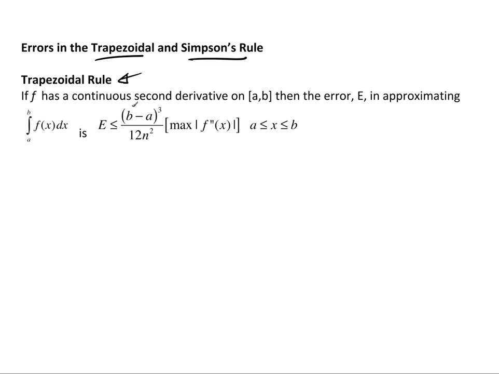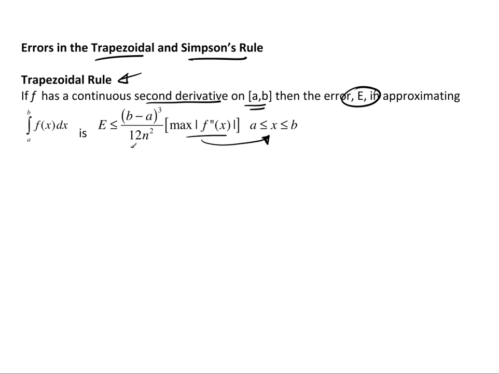If f has continuous second derivatives, okay, so I'm talking about the second derivatives, f double prime, on a to b, then the error E, I'm just going to use that term for my error, in approximating the integral from a to b of f of x dx is, and this is simply something you need to memorize, E, the amount of error, will be less than or equal to (b minus a) cubed over 12n squared times the maximum of the absolute value of the second derivative of f of x. This maximum is taken over the interval from a to b.